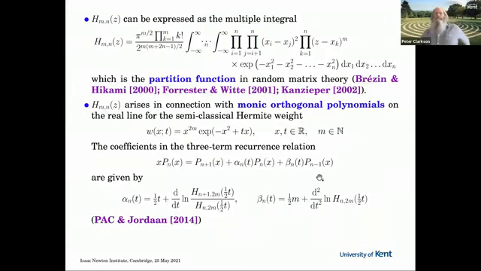You can also express them as a multiple integral, an n-fold multiple integral, which is a partition function in random matrix theory. And they also arise in connection with monic orthogonal polynomials on the real line for this semi-classical Hermite weight, where the recurrence coefficients of the three-term recurrence relation, which is one of the most important things in orthogonal polynomials, are explicitly expressed in terms of Hermite polynomials, but the ones that are bounded.